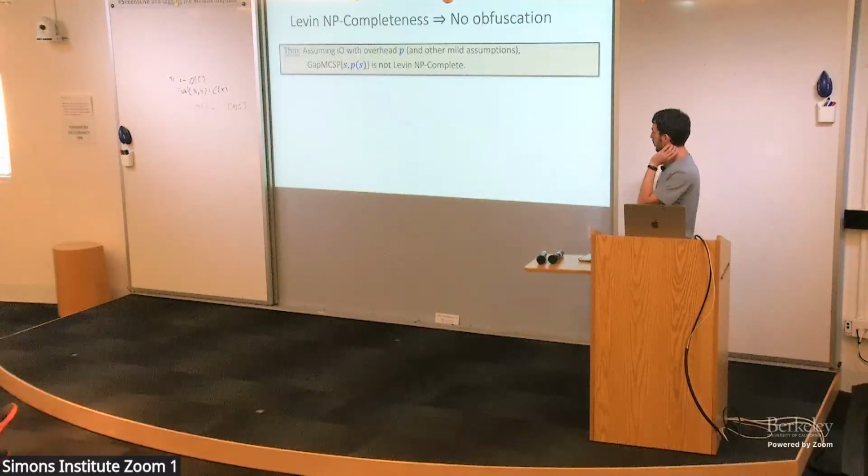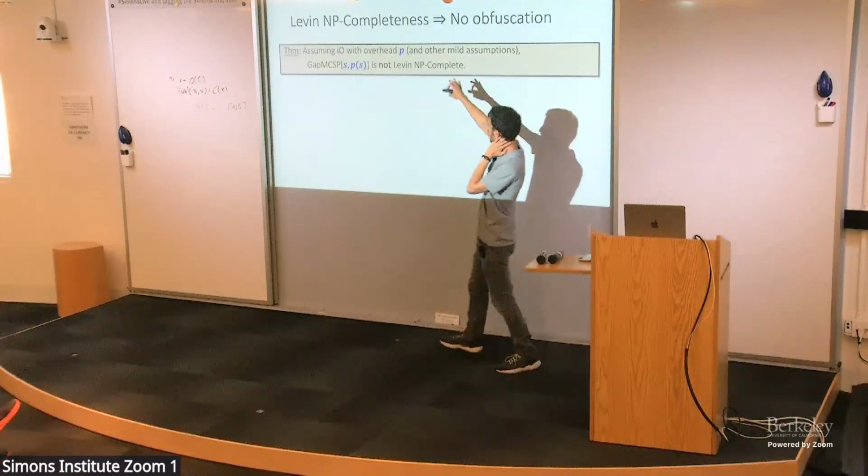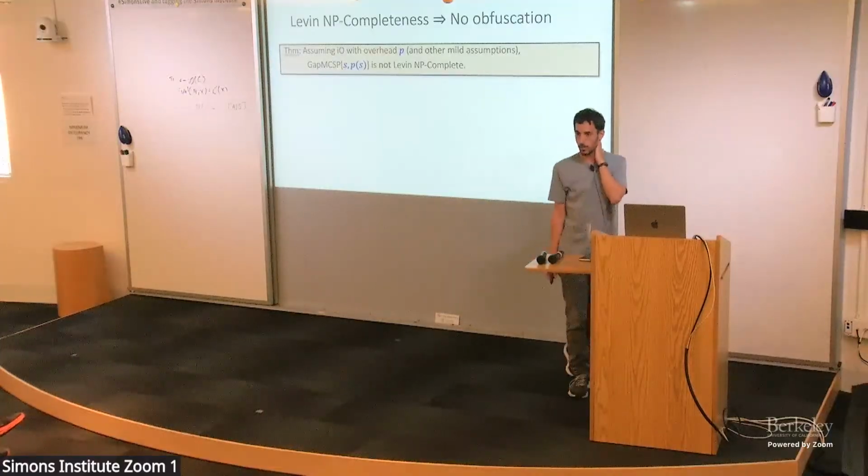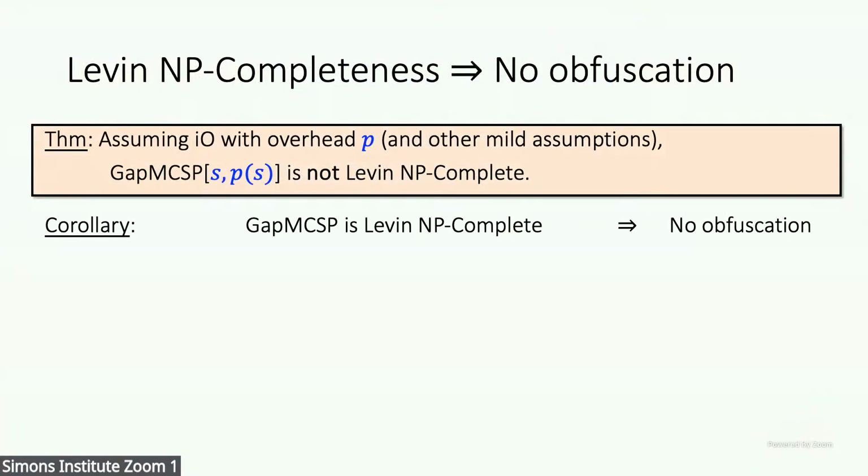Okay, cool. So we have this result that assuming IO with overhead P, gap MCSP with gap P is not Levin NP complete. And now we want to look at it from the other direction. Let's assume that we are able to prove that gap MCSP is Levin NP complete. And by this result, we just get that there is no obfuscation. And of course, I'm lying here. There is the issue of the overhead.